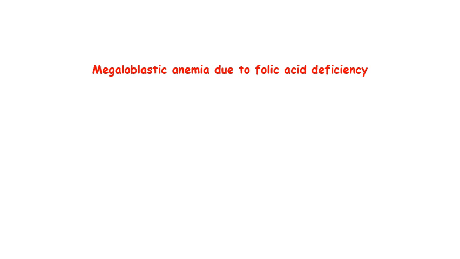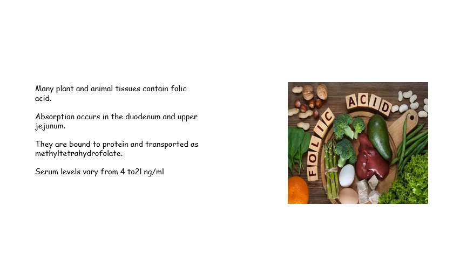Next, we'll move to megaloblastic anemia due to folic acid deficiency. Many plants and animal tissues contain folic acid. Absorption occurs in the duodenum and the upper jejunum, and there is no need for intrinsic factor. They are bound to protein and transported as methyl tetrahydrofolate. The serum level varies from 4 to 21 nanograms per ml.